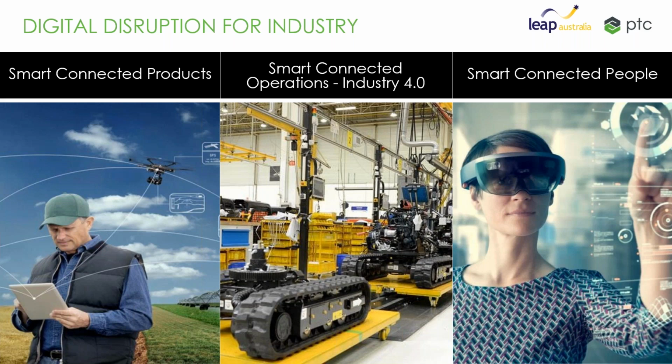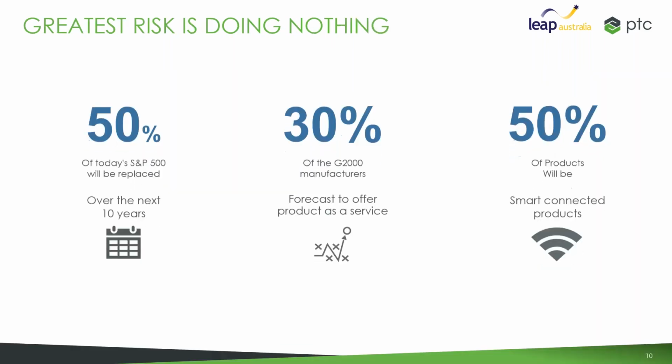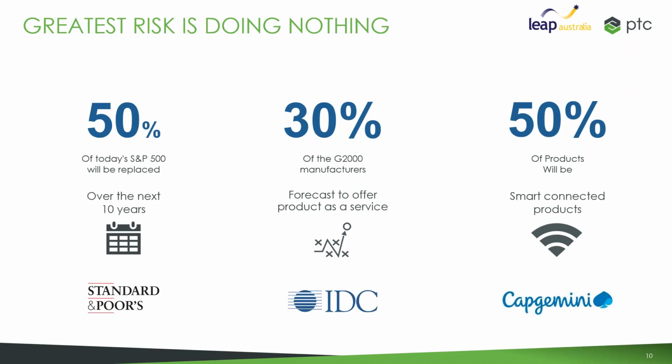So at a high level, these are the areas of disruption that we're seeing and where digitization is happening. And why is that important? Why should I be doing something around that? Well, really, the greatest risk is in doing nothing. From a few well-noted analyst companies, S&P are predicting that over 50% of today's S&P 500 companies will be replaced in that list over the next 10 years, due to new companies evolving with new technologies.